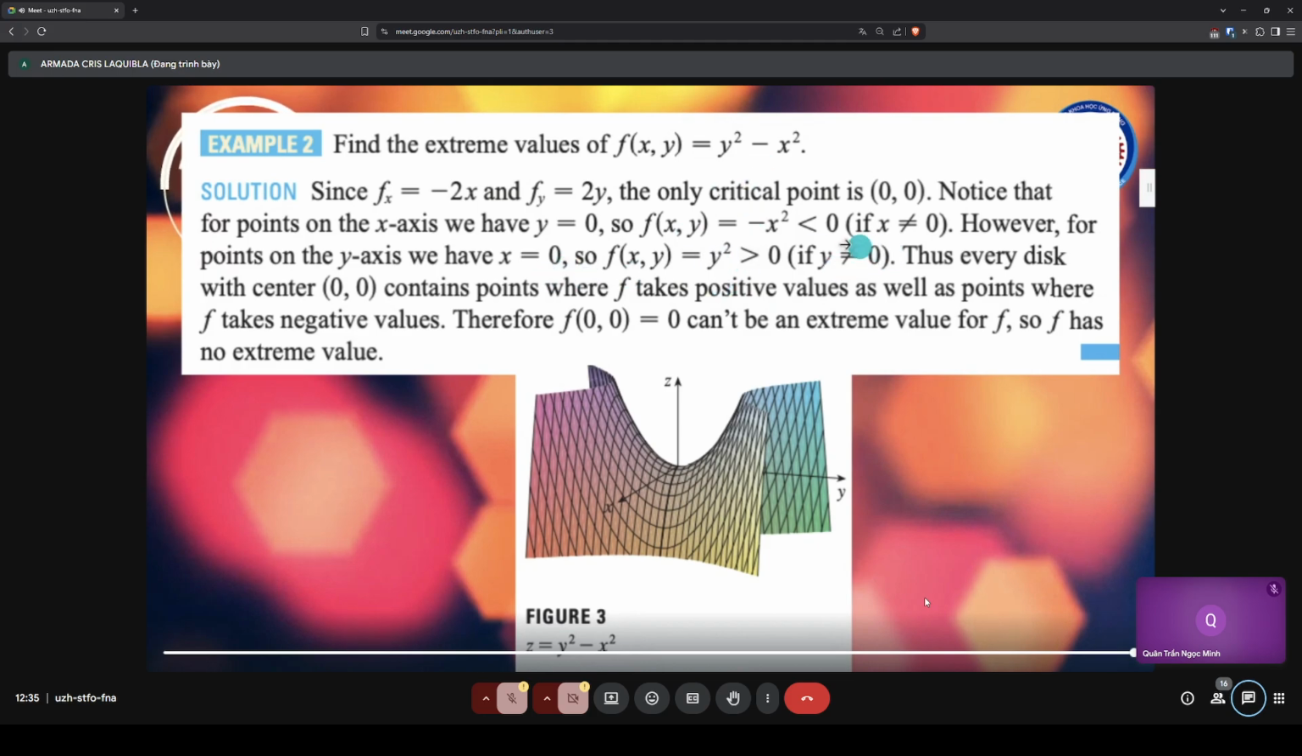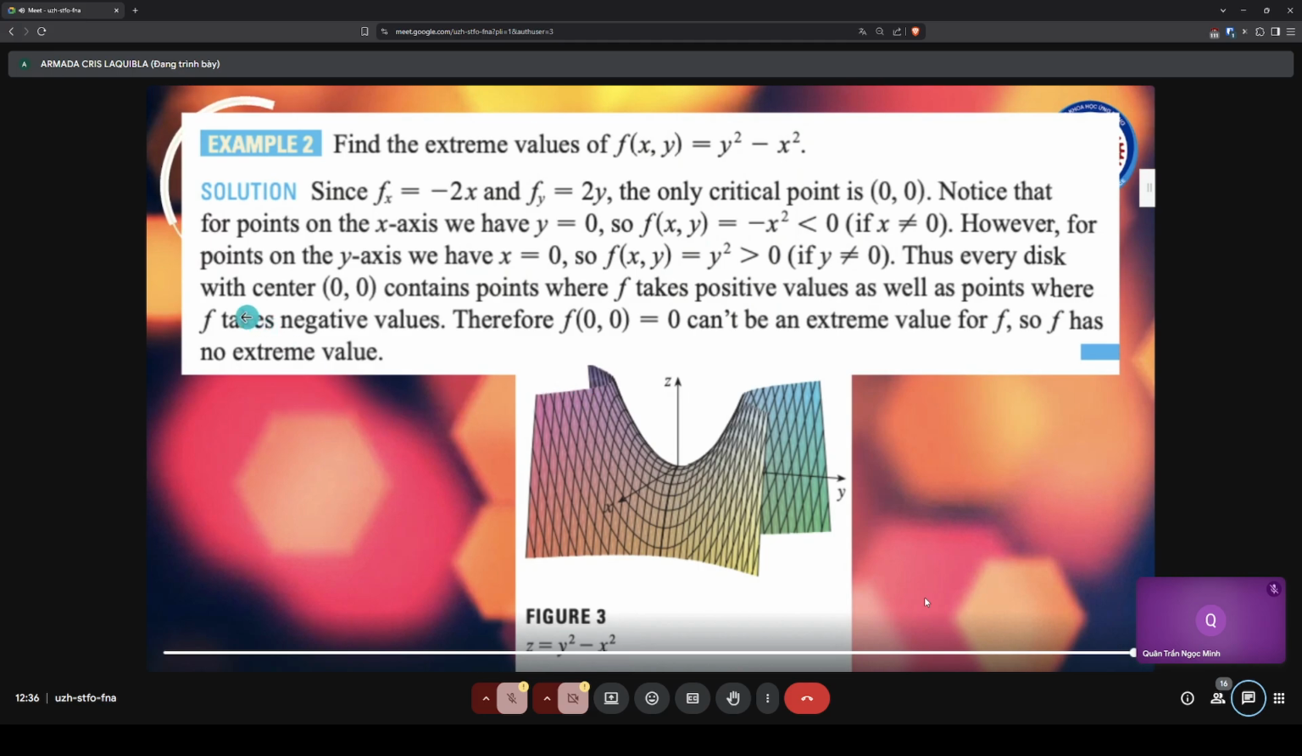Again, when your y is 0, the answer here is negative x squared. Now, if your x is 0, this part here is 0, so you have f of x, y equal to y squared, which is greater than 0. Your y squared is always positive if your y is not 0. That is why this one is strictly greater than 0.